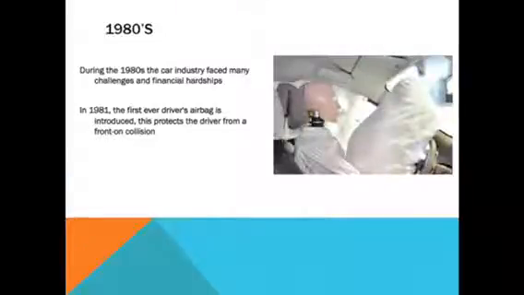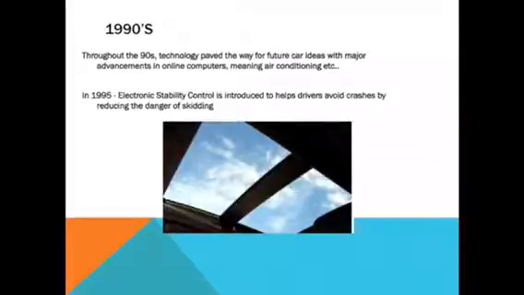During the 1980s, the car industry faced many challenges and financial hardships. It also saw the introduction of new laws to stem car pollution and fuel inefficiencies. In 1981, the first ever driver's airbag was introduced. This protects the driver from a front-on collision. Throughout the 90s, technology paved the way for future car ideas with major advancements in onboard computers, meaning air conditioning, automatic windows and sunroofs were being fitted in all small and luxury cars. In 1995, electronic stability control was introduced to help drivers avoid crashes by reducing the danger of skidding.